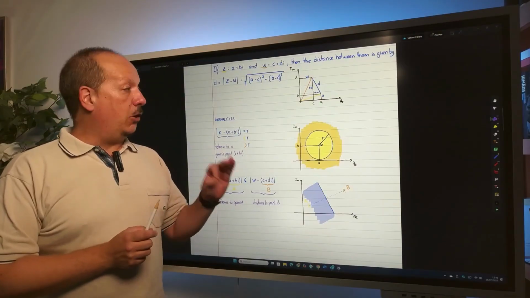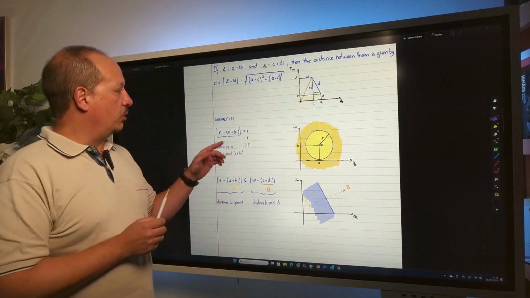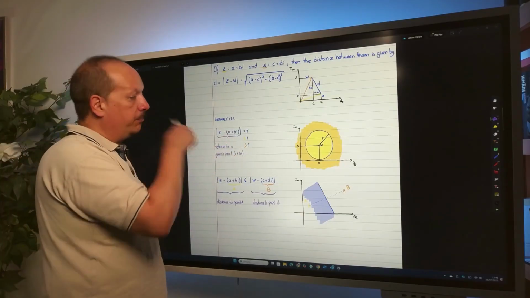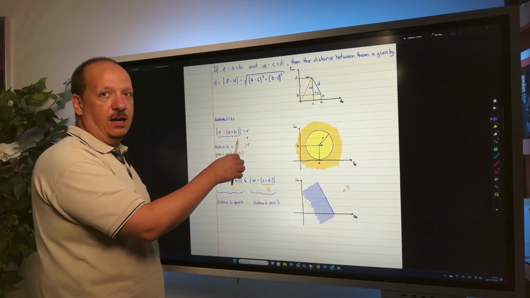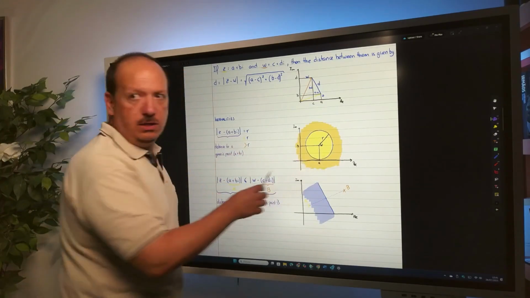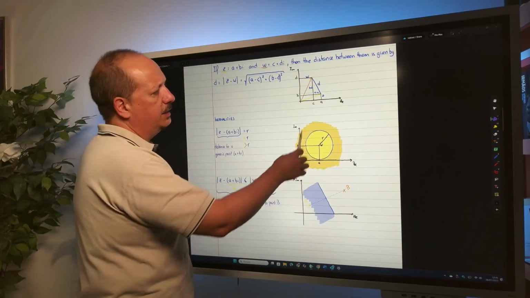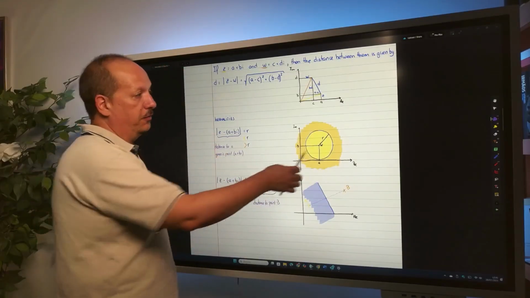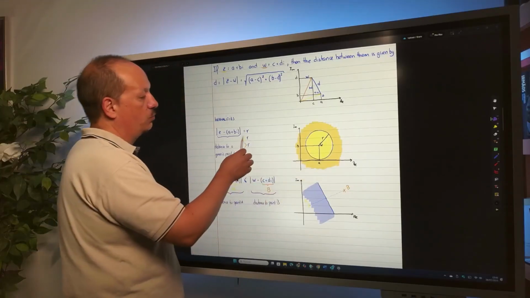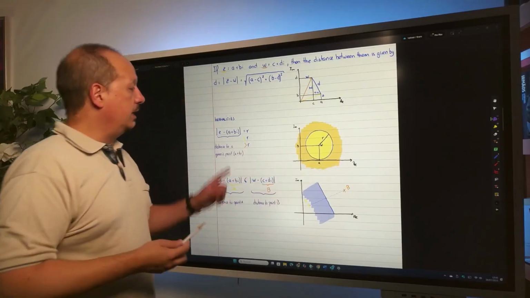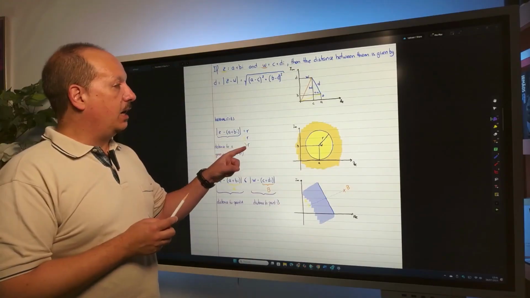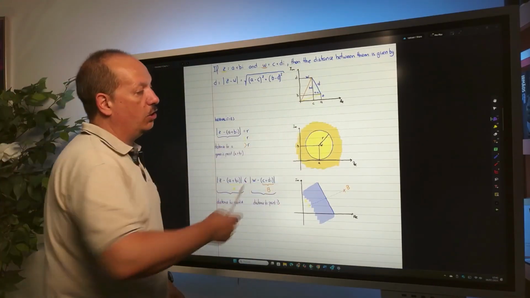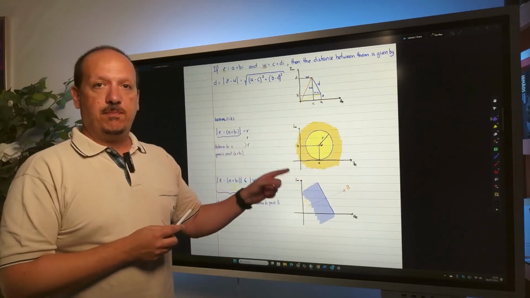Make sense? Now, if instead you have an inequality, what are you saying? If you are saying that the distance is smaller than r, then we are talking about, I don't know if you can see, yes you can, I think, this yellow part inside the circle. Any point inside the circle is at a distance smaller than r. Conversely, if you have bigger than r, then we are talking of any other point that is outside of the circle, the orange part over here.